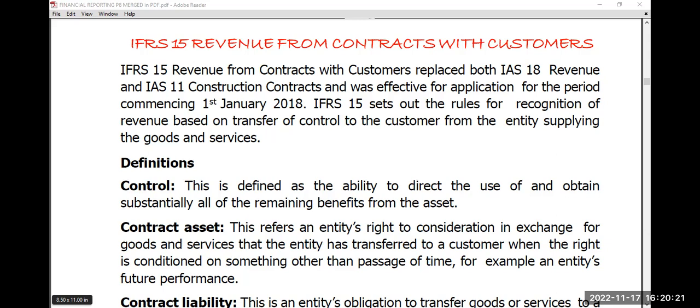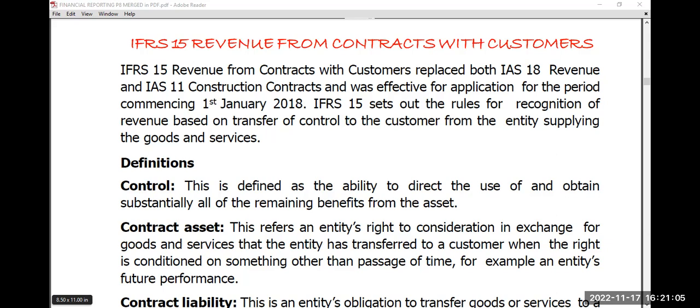Then the other one, we are going to look at the contract modification. If the contract has been changed, for example, if the person was required to supply maybe 10 tons of, let's say, beans, and you find that the person is now required to supply maybe 15 tons. If the contract is going to be changing, then we need to know: is it resulting into a new contract, or is it not going to result into a new contract? Those are the things we are going to be looking at.